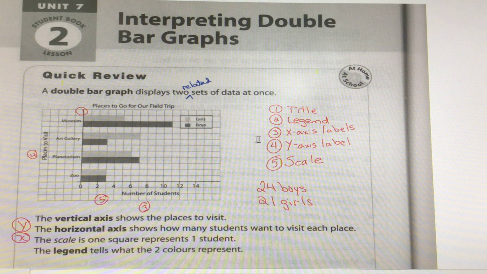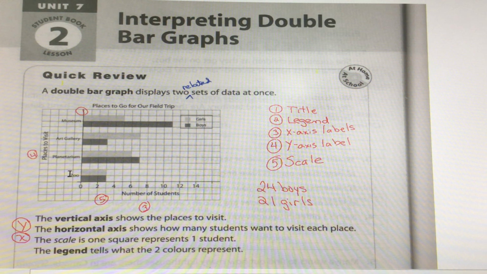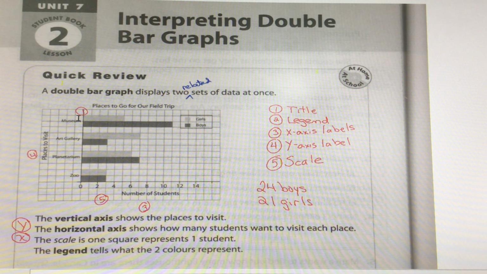Number 4 are y-axis labels, and those run vertically. So the y-axis is vertical. This is the places to visit, and then we compile our data there. Number 5 is our scale, and that separates our bar graph out this way. So how do we show the results?